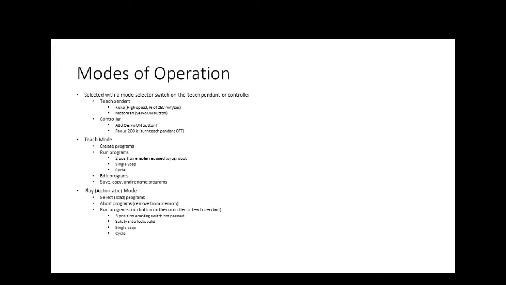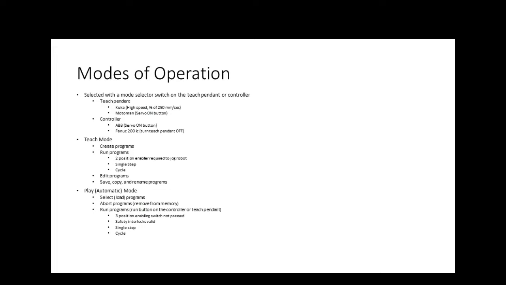On the KUKA and the Motoman, the switch is going to be a selector switch that's on the teach pendant. For the ABB and the FANUC, the mode selector is going to be on the controller. So there's a selector switch. A selector switch is different than a push button, because a selector switch has multiple positions that you can put it in. Now the robots have different modes, but all of them have at least two.